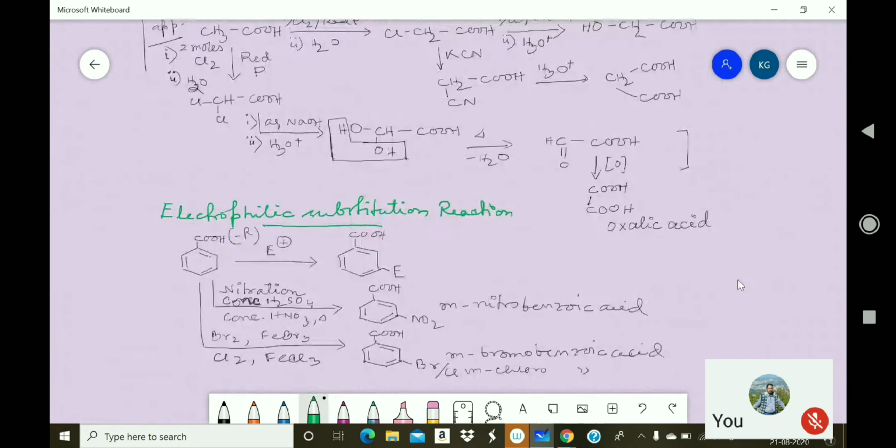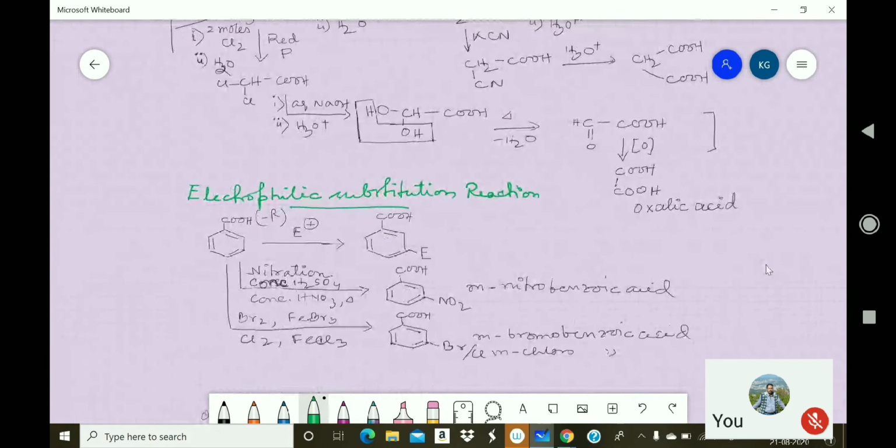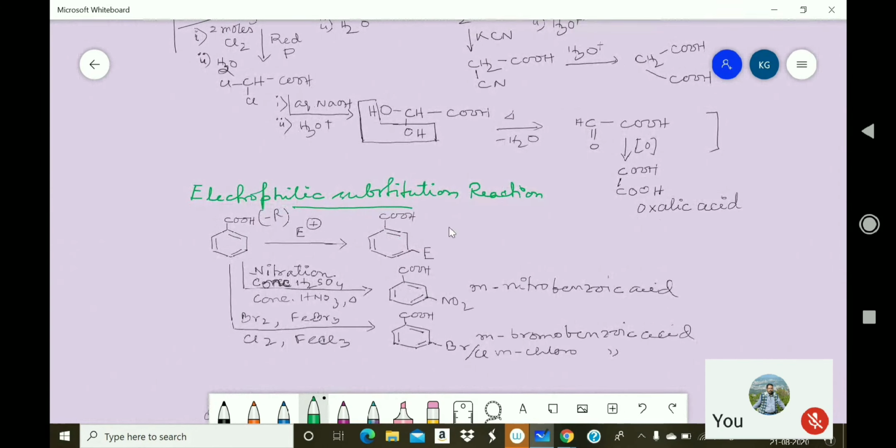Next is the electrophilic substitution reaction. We can follow that the carboxylic acid group is an electron withdrawing group. It withdraws electrons from the benzene ring. So the carboxylic acid group is a meta-directing group. Therefore, in an electrophilic substitution reaction, the electrophile enters at the meta position. Therefore, on nitration, benzoic acid gives meta-nitrobenzoic acid. On halogenation, we can get meta-bromo or meta-chlorobenzoic acid.